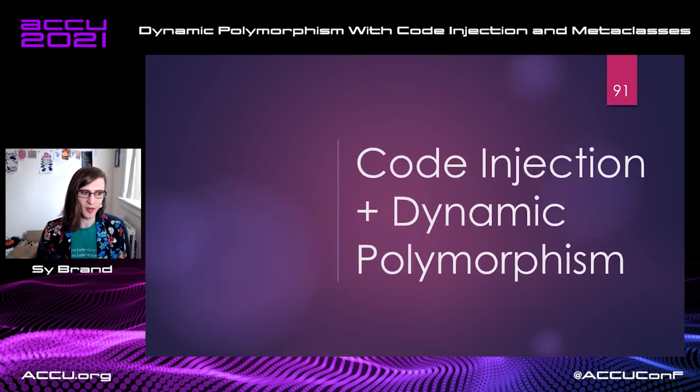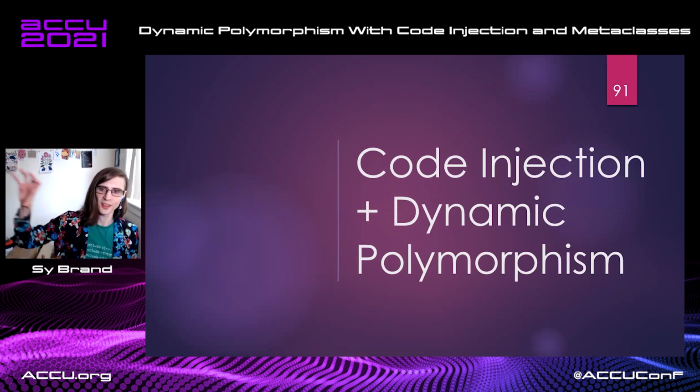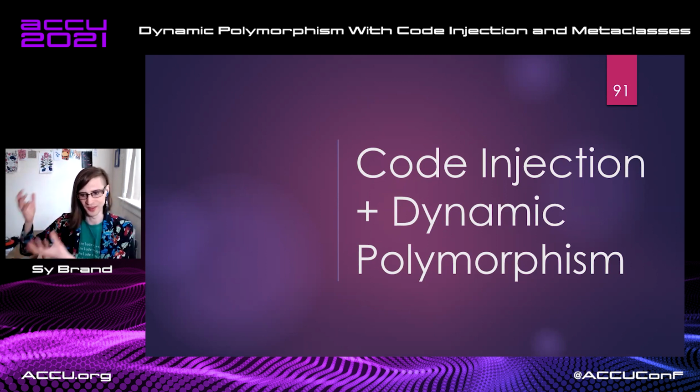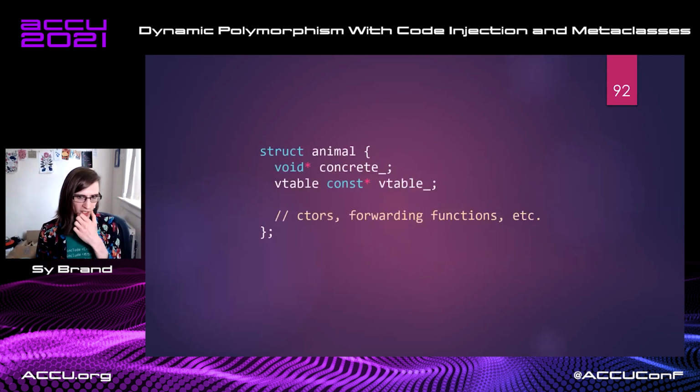So code injection and dynamic polymorphism. How do we put this all together? How do we take what I did at the start of the talk, where I implemented all of the essentially inheritance and virtual function mechanisms by hand and got something better than inheritance, but how do I automate that with code injection so that I don't have to write all of that by hand? And this is what our animal type looked like. We had our concrete void star, we had our vtable, which we capture, and then we had all of our constructors, forwarding functions, and things like that. We're going to generate all of those constructors, forwarding functions, all the magic automatically.